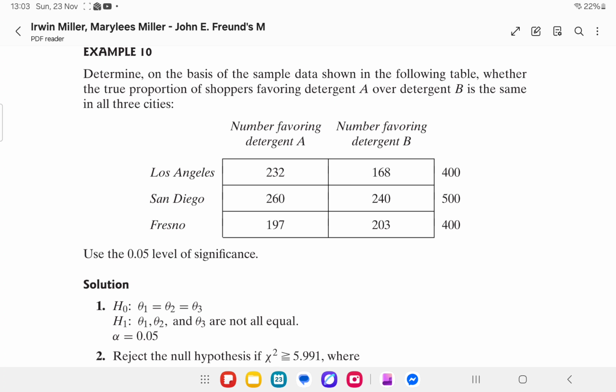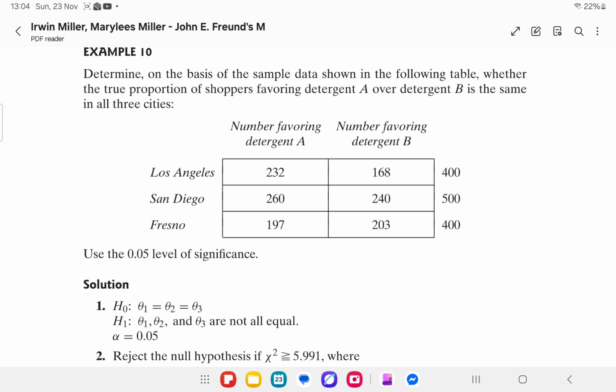So it means that we have to calculate the test statistic, which is the chi-square. The value of the chi-square will determine whether we have to reject the null hypothesis or we do not need to reject the null hypothesis. It depends upon the chi-square. So out of this table, how do we calculate the chi-square? That is the important thing.